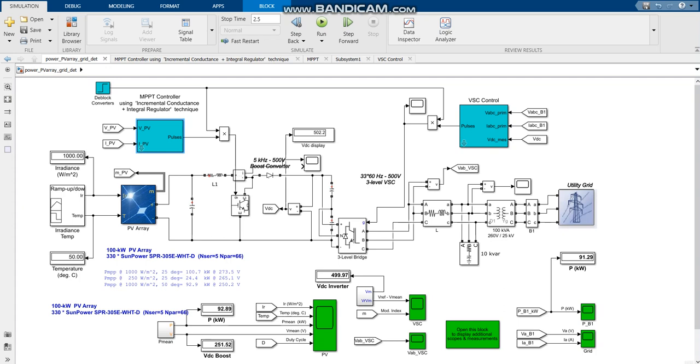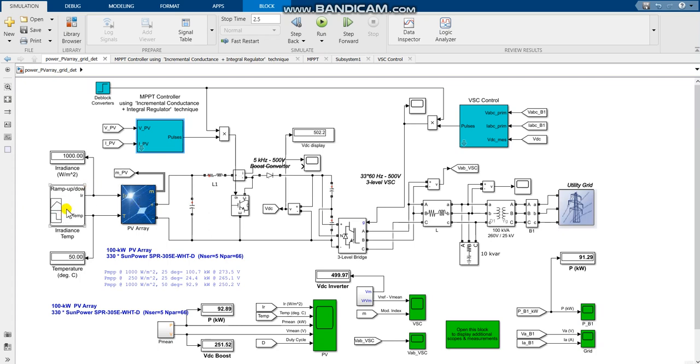Hi, this is Matthew Sherland, and this is my video description for the Simulink PV array, boost converter, and grid-tied inverter model. The array itself consists of 96 cells per module. Each string has 5 of those modules in series, and the total array has 66 of those strings in parallel.